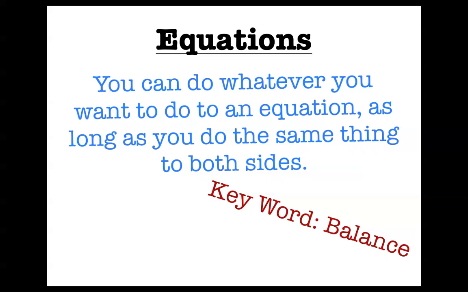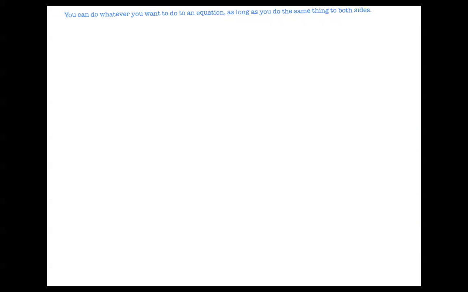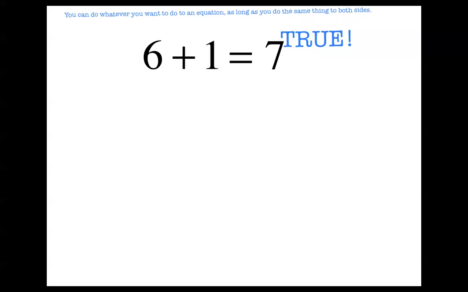That might be kind of a weird thing to suggest doing, but let me show you an example. You can do whatever you want to do to an equation as long as you do the same thing to both sides. So, is this a true equation? Does 6 plus 1 equal 7? Yeah, that's true. Watch what happens if I add 10 to both sides.